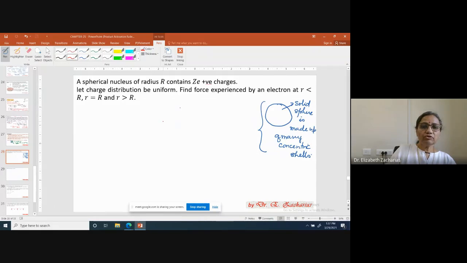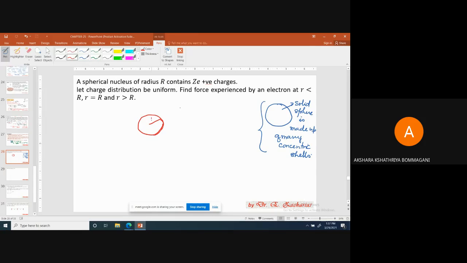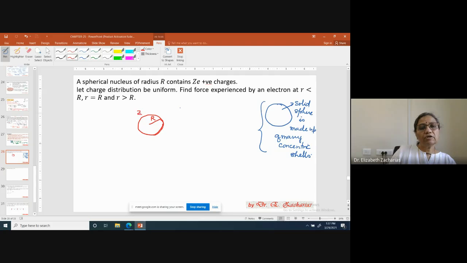So let me just draw. So this is your nucleus. What is the radius of the nucleus? Capital R. And what is the total charge? It is plus Ze. Z is the atomic number. Okay. Now, you want to find what is the force exerted on an electron placed outside. Placed outside. That means placed at a distance small r greater than capital R.